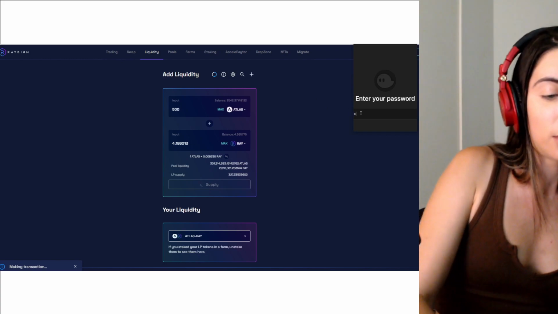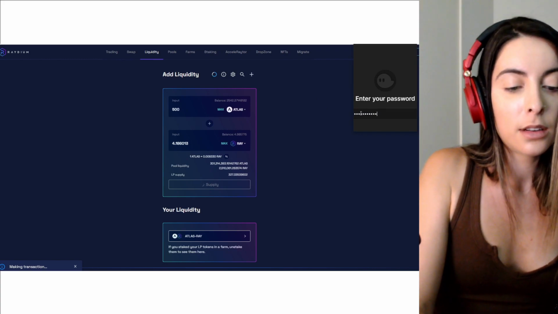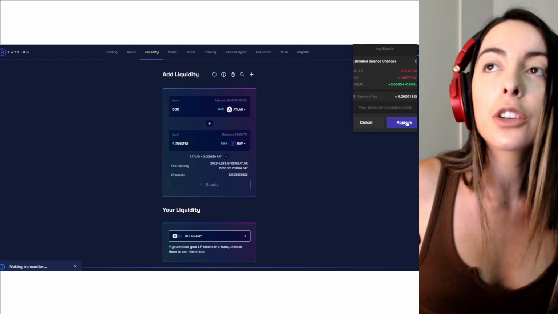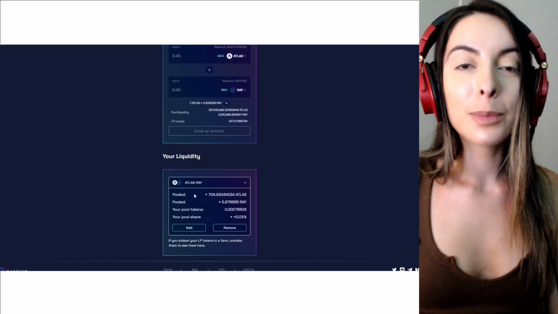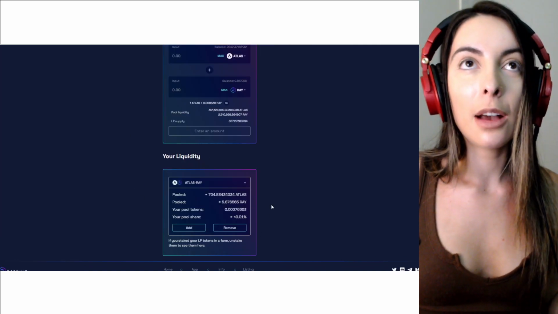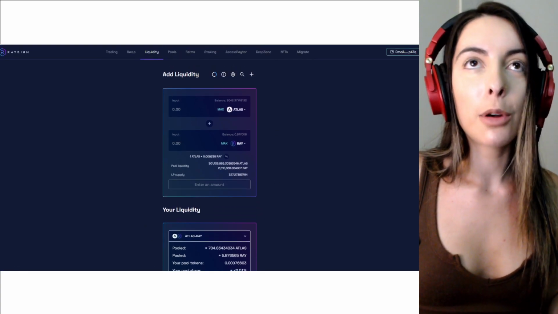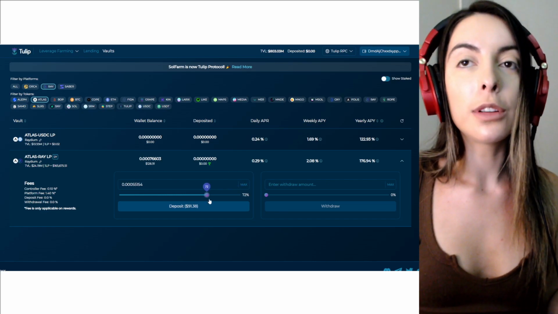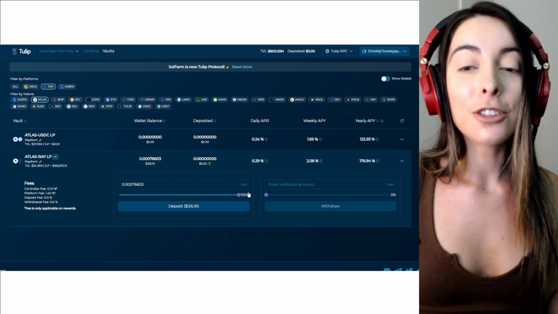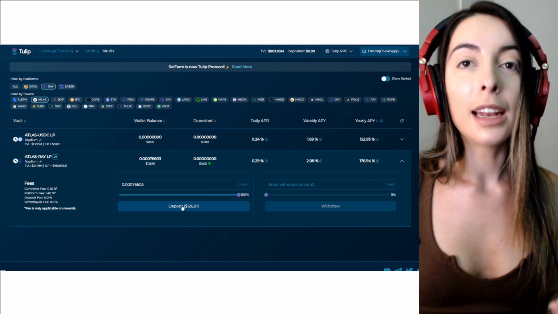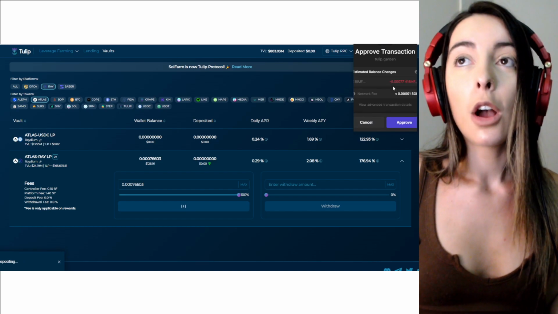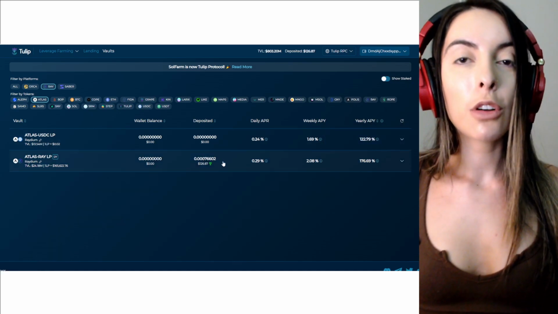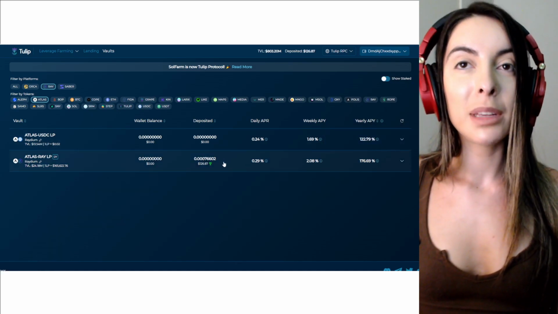I would go supply. I have to enter my password. And then essentially, once the transaction is approved, my liquidity has been added to this pool. I have confirmation of it here on the Radium add liquidity protocol. So I'm going to go back to Tulip, and I'm going to decide what amount I want to supply to this vault. I'm going to go 100% of my liquidity tokens, and I'm going to click deposit. I'm going to get the approved transaction in my wallet, and I'm going to click approve. Okay, so I've got confirmation that my LP tokens have been submitted to this vault.